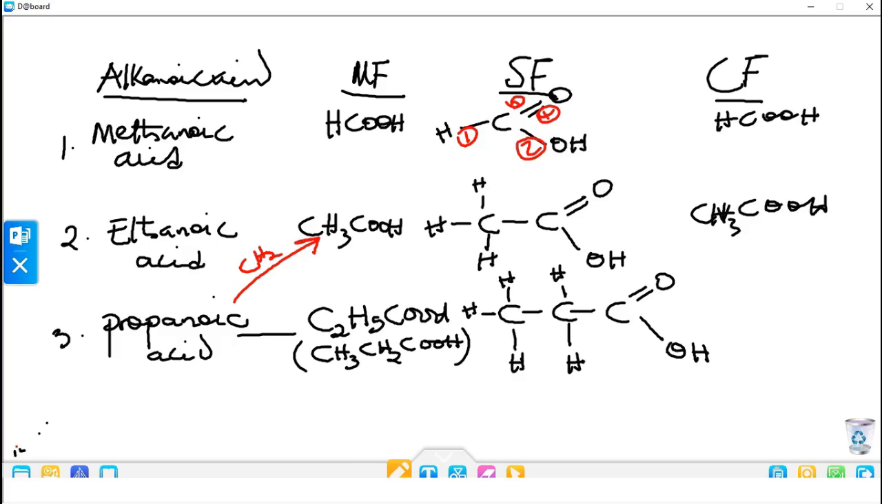The condensed formula for propanoic acid therefore will be CH3CH2COOH, just like we have written before. This is the condensed formula for that compound.